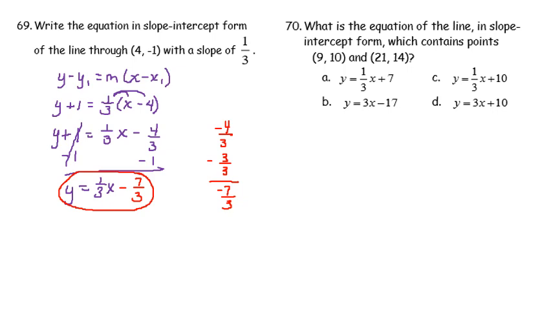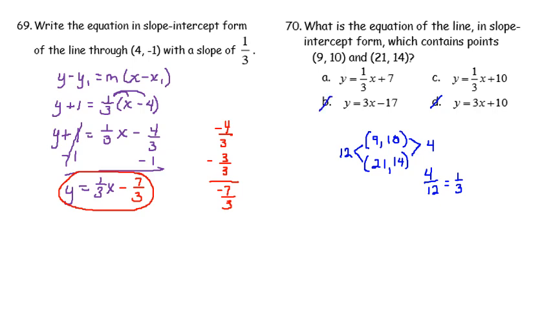All right, number 70. What is the equation of the line in slope-intercept form which contains the points 9, 10, and 21, 14? So the first thing we need to do is find the slope. So 14 minus 10, that is 4. And 21 minus 9 gives us 12. So remember, it's the y's divided by the x's. So 4 divided by 12 gives us 1/3. So right here, I know that my answer is not D and it's not B.